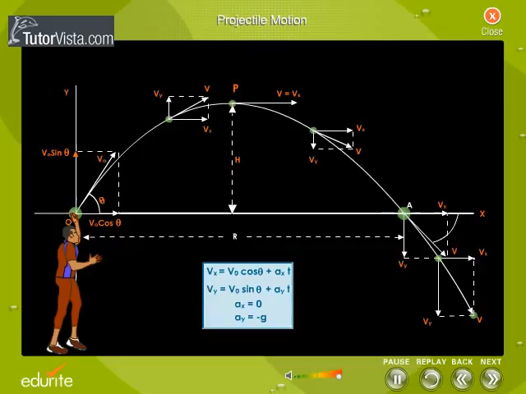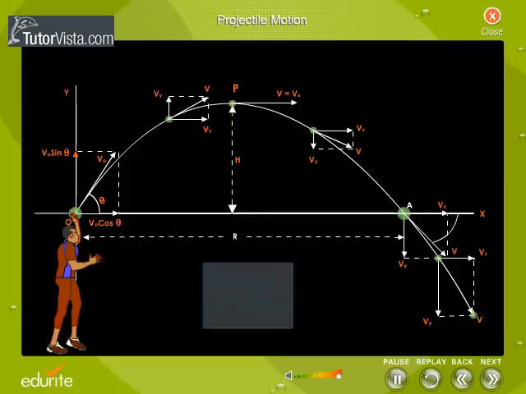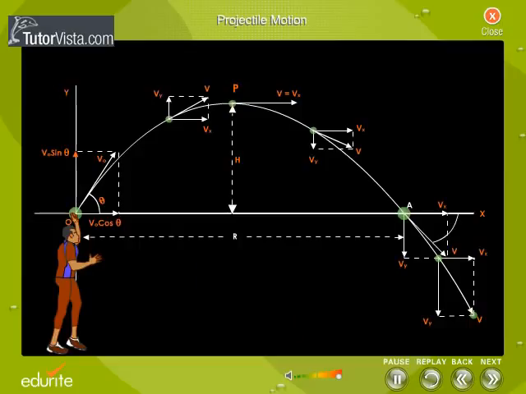Substituting the values of ax and ay in equations 1 and 2 respectively, we get the following. That is, the vertical component of velocity changes with time, and at the highest point, Vy becomes 0.